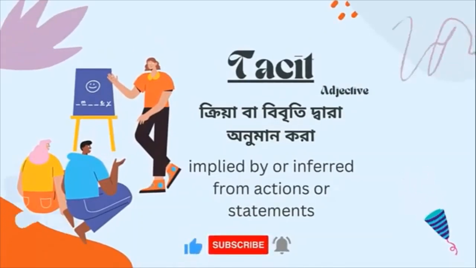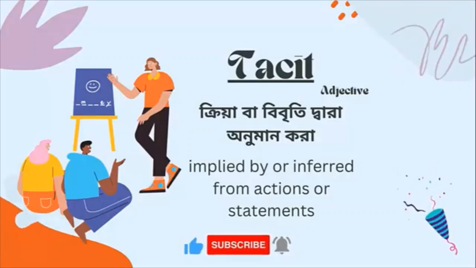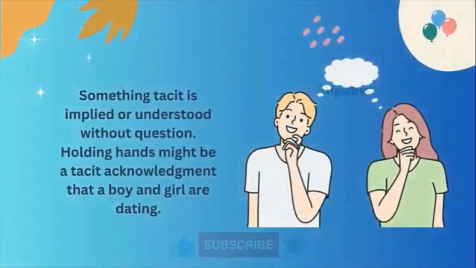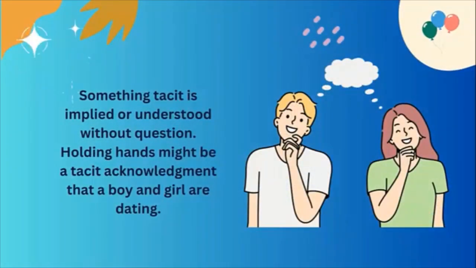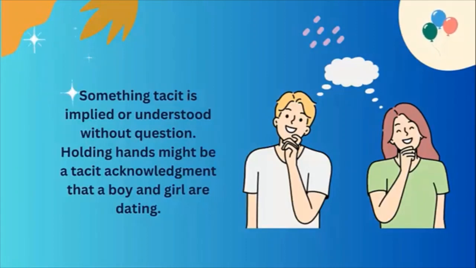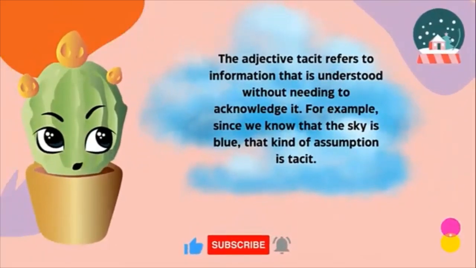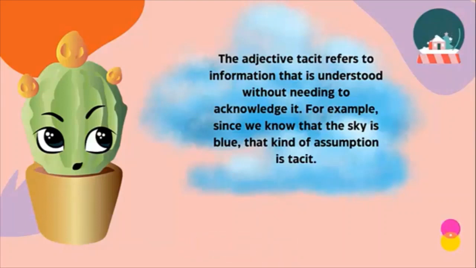Tacit, ক্রিয়া বা বিবৃতি দ্বারা অনুমান করা, implied by or inferred from actions or statements. Something tacit is implied or understood without question. Holding hands might be a tacit acknowledgement that a boy and girl are dating. The adjective tacit refers to information that is understood without needing to acknowledge it. For example, since we know that the sky is blue, that kind of assumption is tacit.